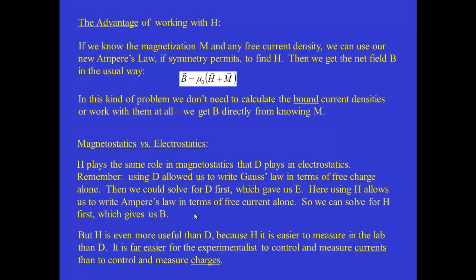And so you'll never hear an experimentalist talking about the value of D. The experimentalist will talk about the voltage or maybe the electric field, whereas in the lab, when we deal with applying magnetic fields to samples, you'll often hear people talk about H as the applied field.